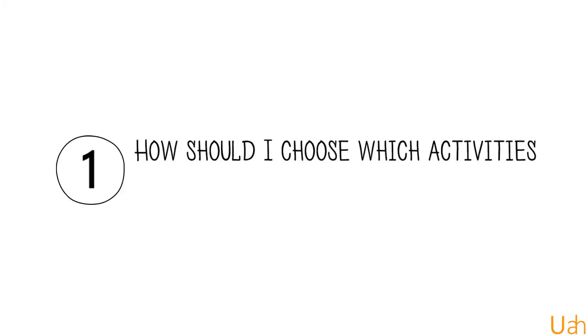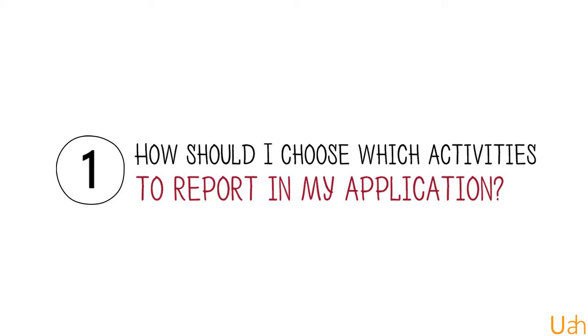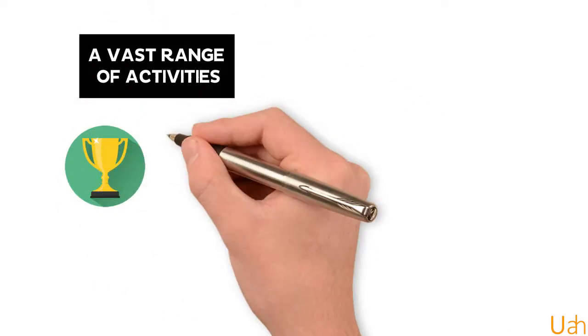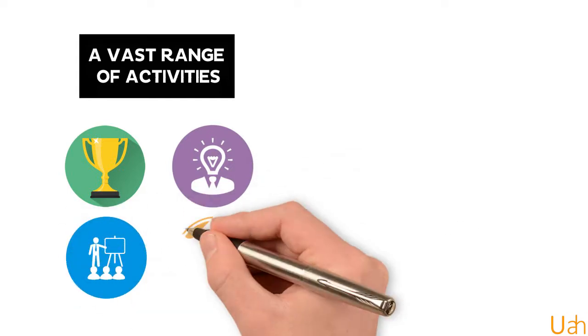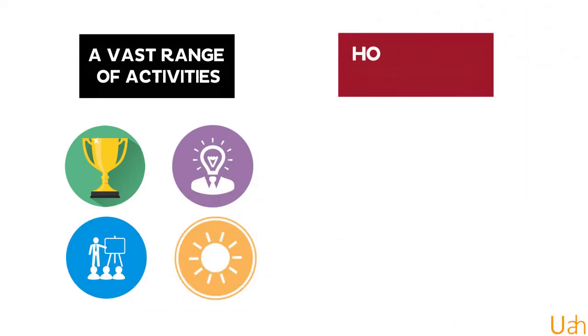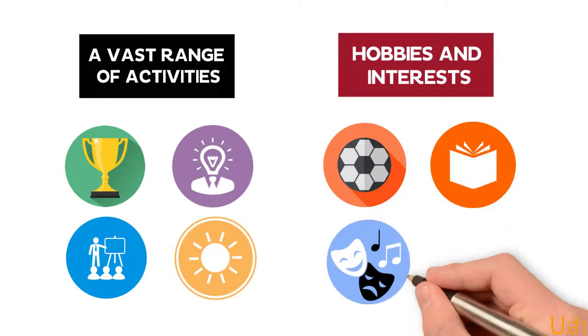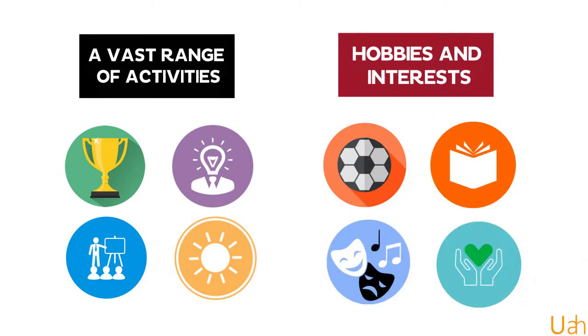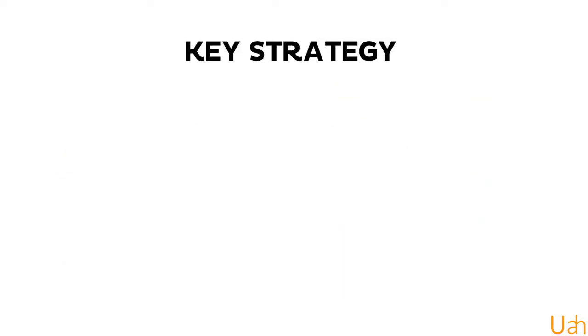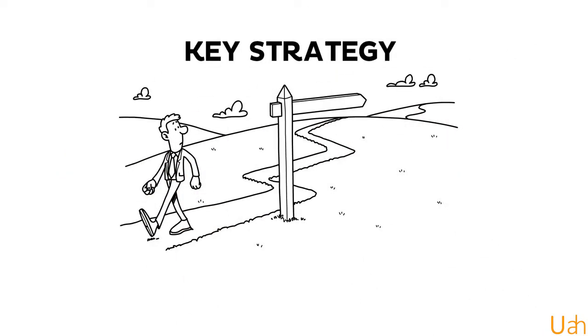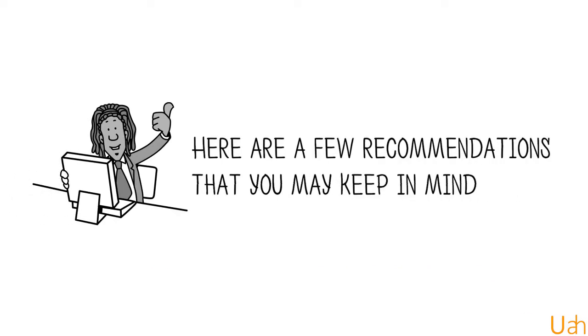How should I choose which activities to report in my application? You can report a vast range of activities, such as awards, internships, workshops, and summer school participation, hobbies and interests across sports, academics, co- and extracurricular activities, causes you care about, etc. The key strategy here would be to stick to a particular narrative or storyline. Here are a few recommendations that you may keep in mind.